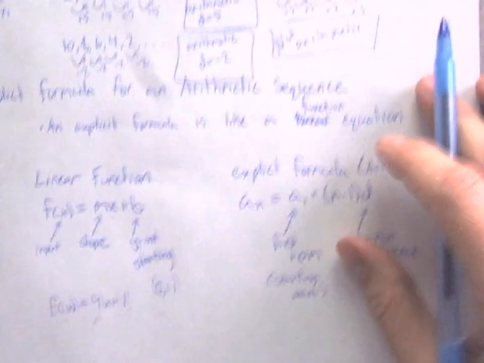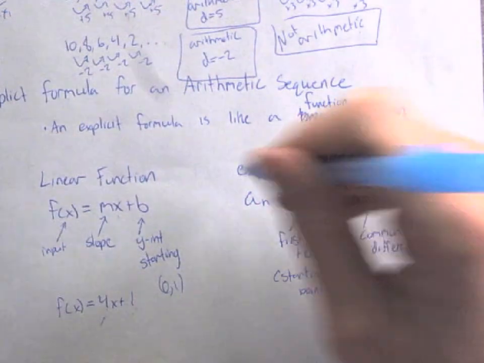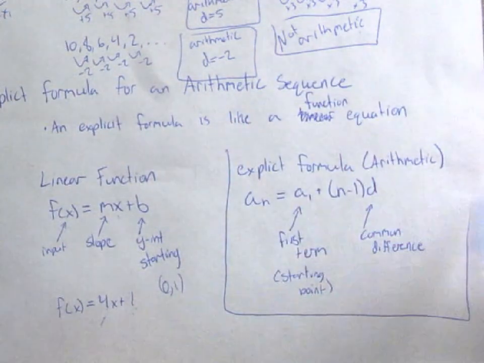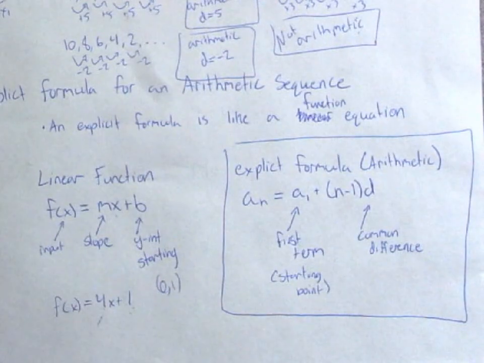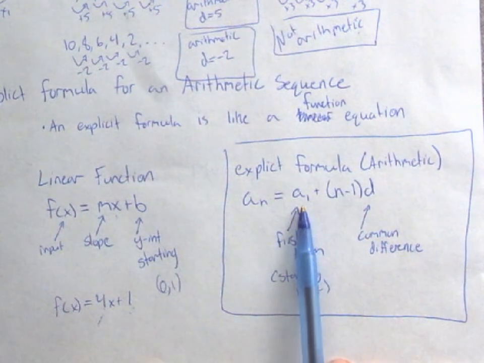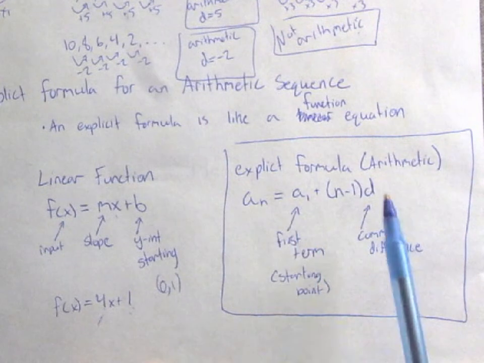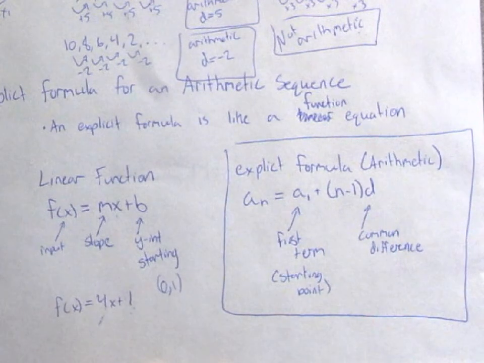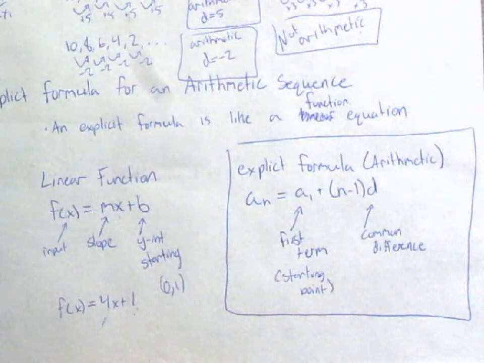So let's go back and just look at this a second time, okay? This right here is like a template. You use this template to write a formula for a sequence. All you have to do is replace A1 with the first term of the sequence you're looking at, and replace D with the common difference of the sequence you're looking at, and you're there. That's all you have to do.